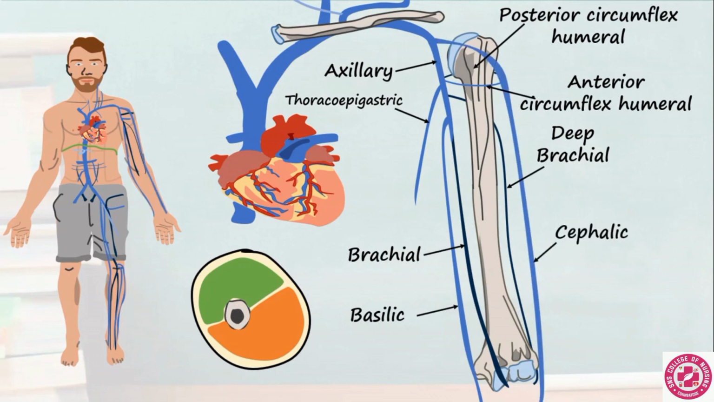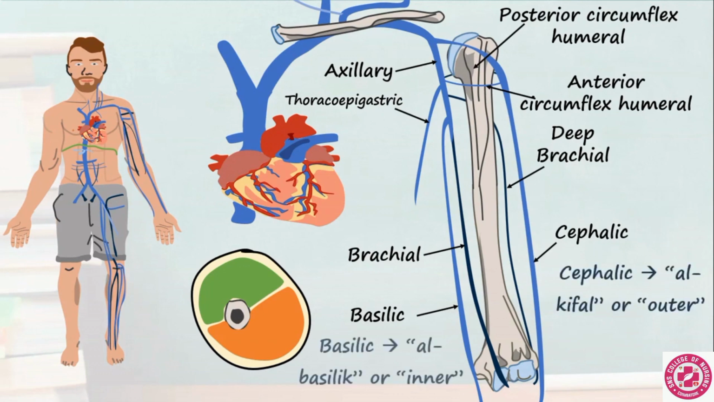These veins were first described by Persian physician Ibn Sina, and were given the names al-Kephal, meaning outer, and al-Basilic, meaning inner. When translated to Latin, al-Kephal was mistakenly changed to kephal or cephalic, which means head, even though the vein has nothing to do with the head. This error lives on to this day. I remember that the basilic vein is medial, as it is closer to the body. They both begin with B.